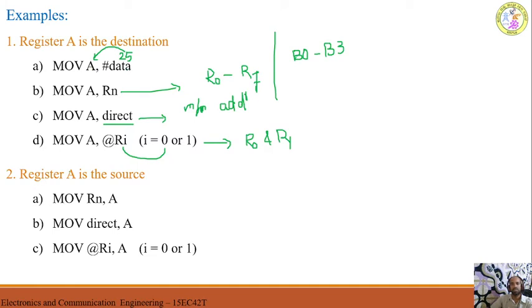Now instead of using A as the destination, if you use it as a source, you can observe that in all the cases A is the source. MOV Rn, A: take the content of A, copy it to Rn. Again Rn can be any register from R0 to R7. And MOV direct, A: take the accumulator content and copy it to the direct memory location address. Similarly MOV @Ri, A: take the content of the accumulator and move it to the memory location pointed by the register Ri. Again Ri can be either R0 or R1. Only 2 registers we can use for indirectly accessing the memory.